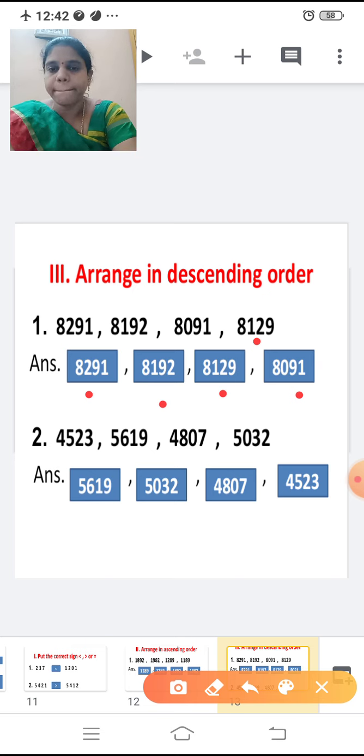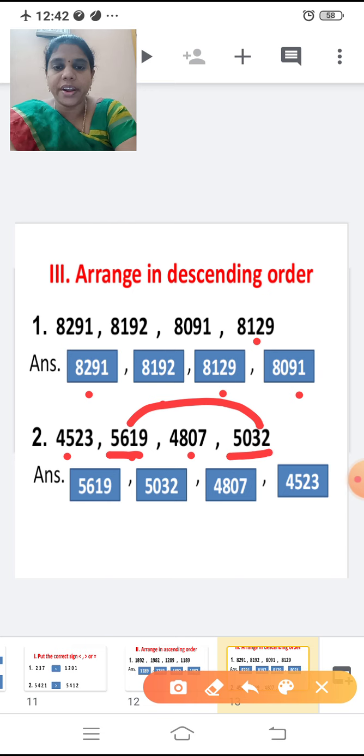And second sum, just see the four numbers. 4523, 5619, 4807, 5032. Now tell me children, which is the biggest number? See, we have 5s in the thousands place in two numbers. Now compare the hundreds place between these two numbers. We have 6 in the second number. In the last we have 0. So 6 is bigger. So 5619 is the biggest number.